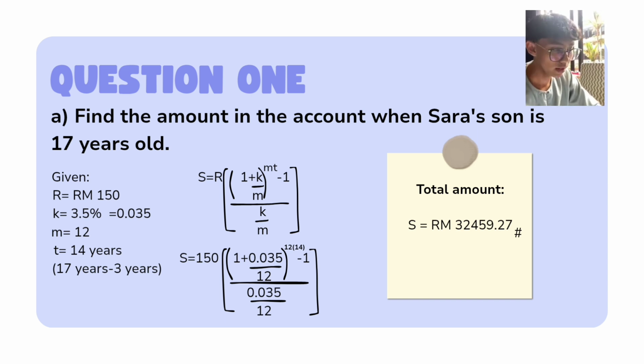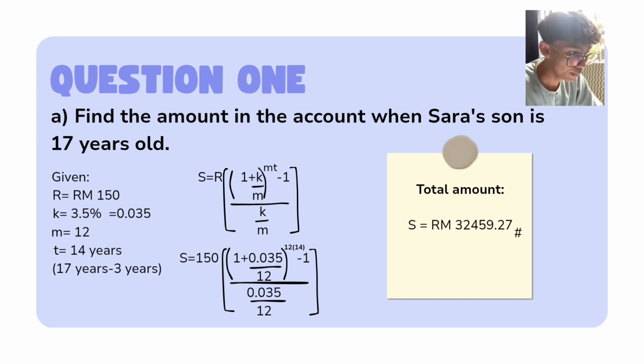So we know that she started when she was 3 years old, until she reached 17 years old, which is 17 minus 3. So we know Sarah makes payments for 14 years. Then, given that she deposits every month, she would deposit 150 into the account. Means that R equals 150, K equals 3.5%, which is 0.035, and compounded monthly means M equals 12, T is 14 years.